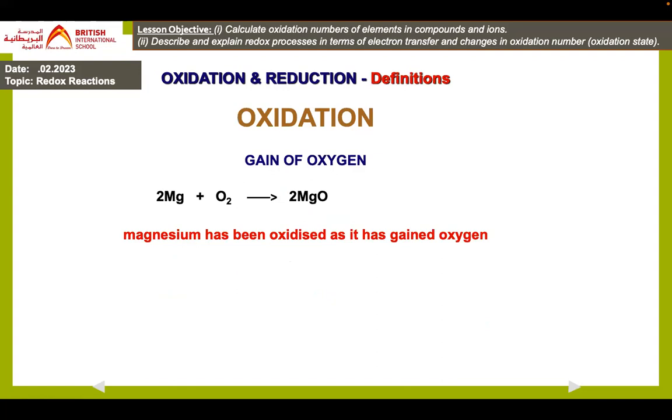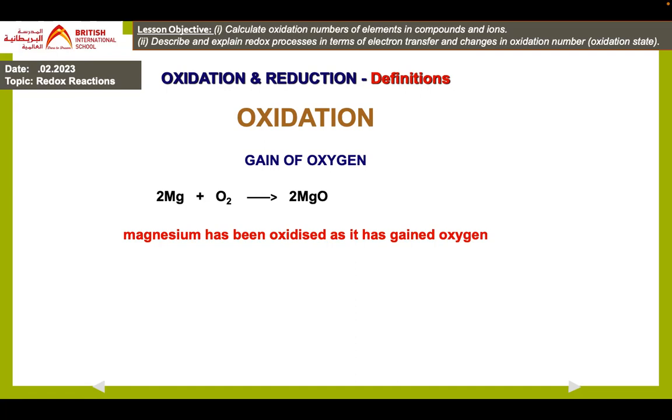Oxidation means, okay, the name shows, gain of oxygen is called oxidation. But you know, oxygen is not involved in every reaction. So we do have some other definition for oxidation also. In case of this reaction, you can see there is oxygen involved. So you can say that gain of oxygen is called oxidation. So magnesium is gaining oxygen here, so you can say that magnesium has been oxidized as it has gained oxygen.